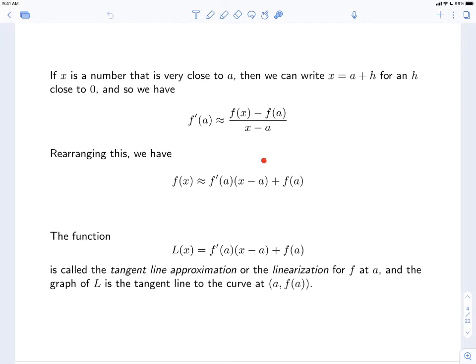If we use the right-hand expression here to define a function, call it L at x, so that L at x is equal to f prime of a times x minus a plus f at a, basically just taking this expression on the right and calling that L at x, this gives you a function of x, which is called the tangent line approximation or the linearization for f at a. And the graph of L is the tangent line to the curve at the point a, f at a.